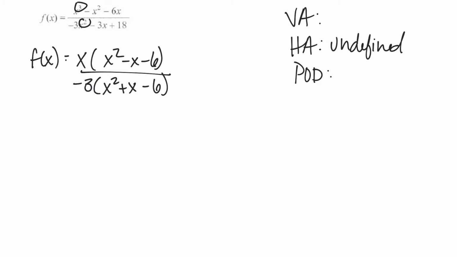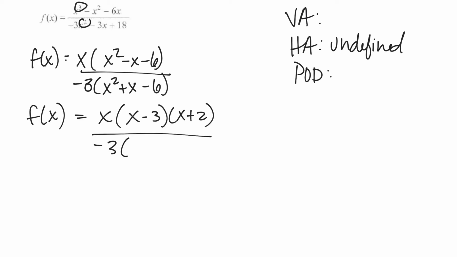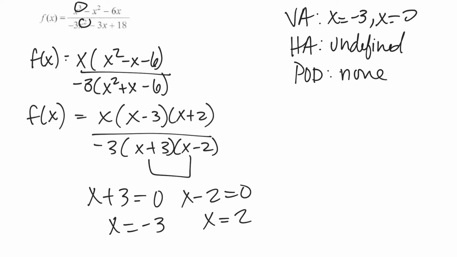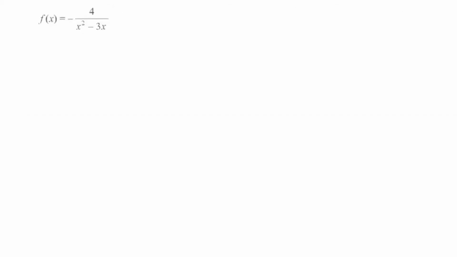So once I've done that, now I have those two trinomials that I can factor. And I have x times x minus 3, x plus 2, all over -3 times x plus 3, x minus 2. Okay, so these are just opposite of each other. So again, I have no POD, but these two will make up my vertical asymptotes. So I have a vertical asymptote at -3 and +2.